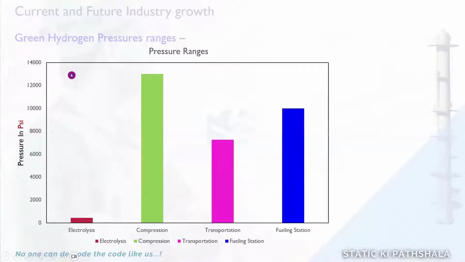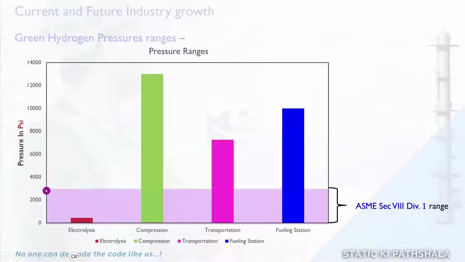If we just try to plot this graph, here we have on the vertical axis the pressure range, and here are the variety of processes. One is electrolysis, which is up to 435 psi, then compression up to 13,000 psi, then transportation 7,000, and fueling station up to 10,000. And if we look at the division 1 limits, this purple rectangle represents the ASME Section VIII Division 1 pressure range, which is up to 3000 psi.